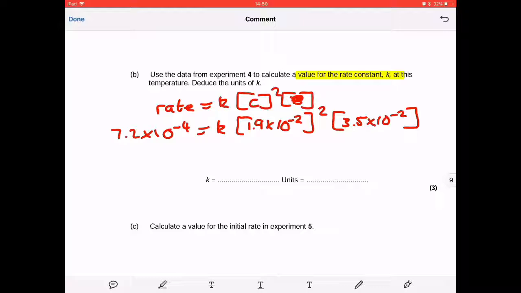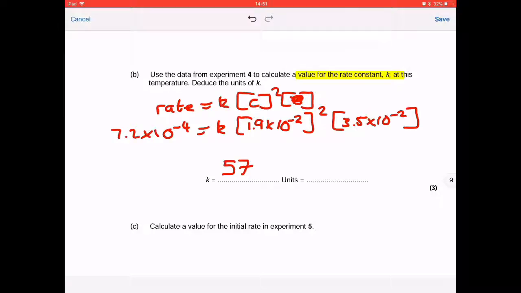So if we rearrange that, we should end up with 7.2 times 10 to the minus 4 divided by 1.9 times 10 to the minus 2, squared, times 3.5 times 10 to the minus 2. And if you put that in your calculator correctly, what you should come out with is a value of 56.98, or you can get away with just writing that down as 57.